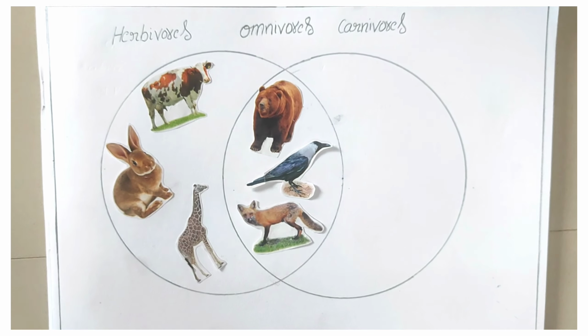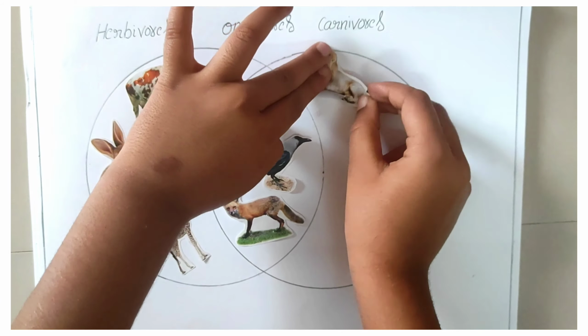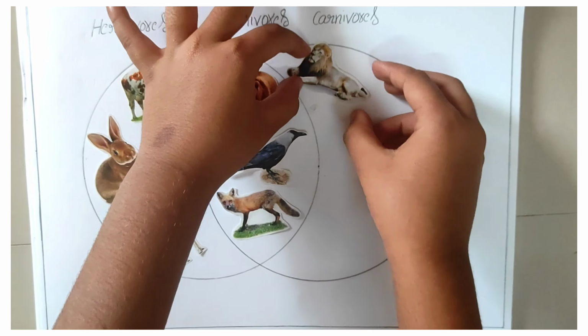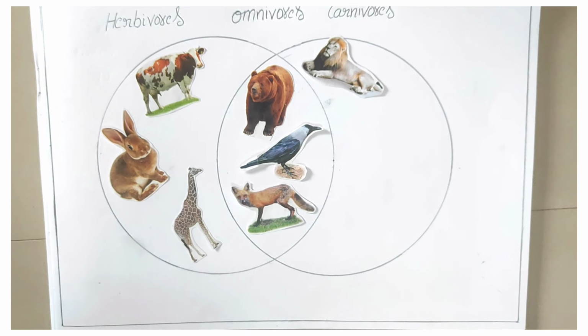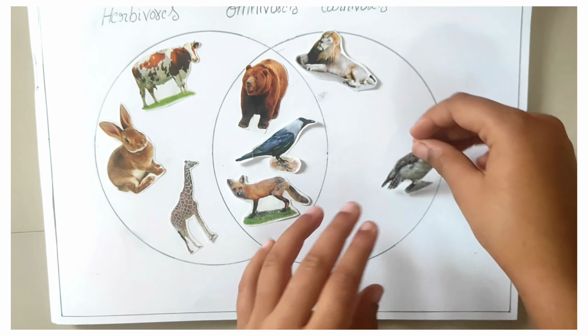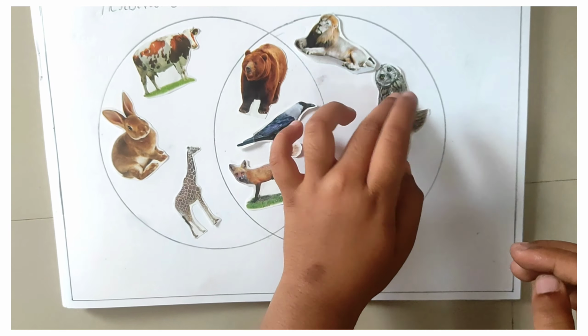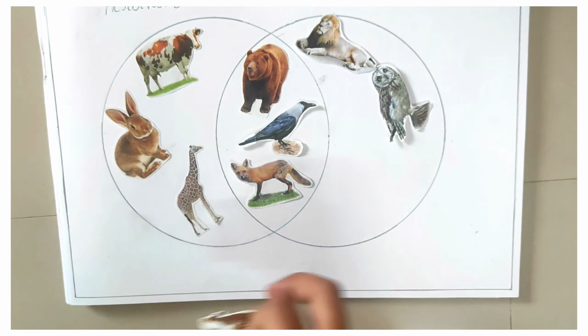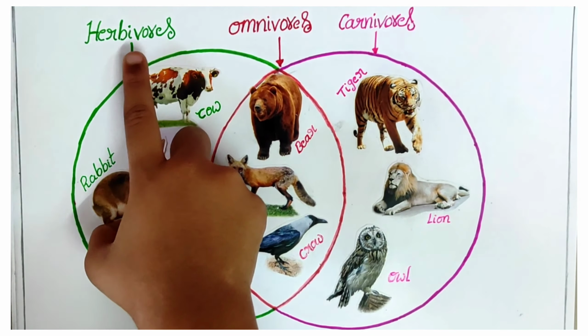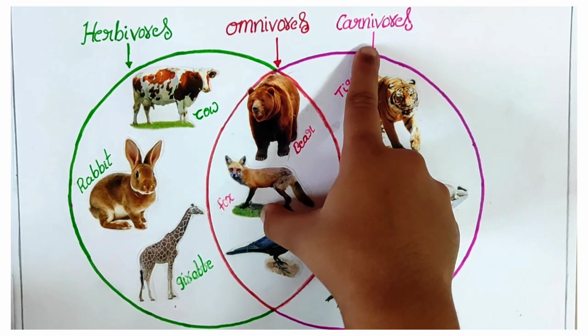Now I am going to stick carnivores. Lion. Owl. Tiger. Now I am going to tell you what is herbivores, omnivores and carnivores.